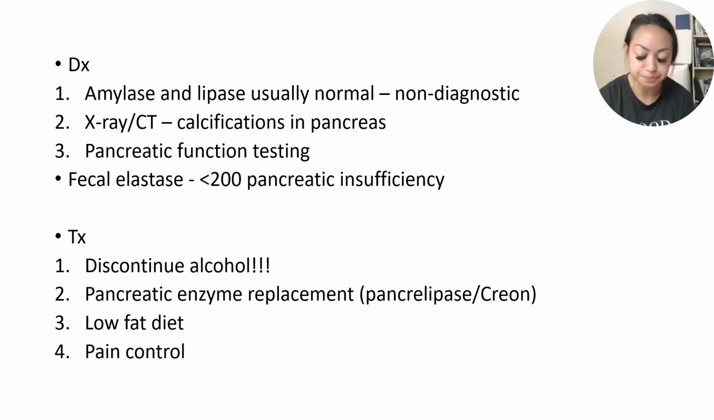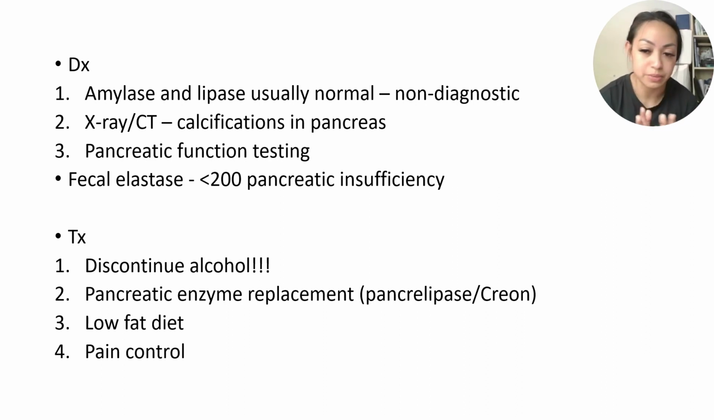So just to summarize that, serum amylase and lipase not diagnostic. They can be normal or reduced. Imaging like X-ray, CT can show pancreatic calcifications. And the other one is measuring fecal elastase. So doing this, it measures the activity or the function of the pancreas. Elastase is an enzyme made by the pancreas, and we can measure it in the stools. So normal is 200 to 500. So if it's less than 200, it indicates pancreatic insufficiency.